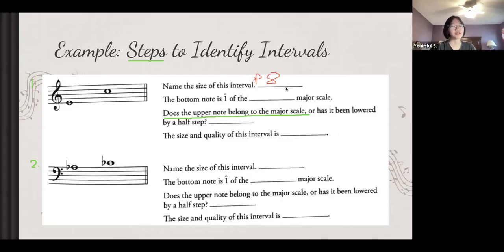so basically it's just asking you what the bottom note is. In this case, since it starts on E, the bottom note is the first degree, the tonic of E. So literally just E of the E major scale, you know? And then this one is the process you want to go through: is the upper note part of the E major scale or has it been lowered?